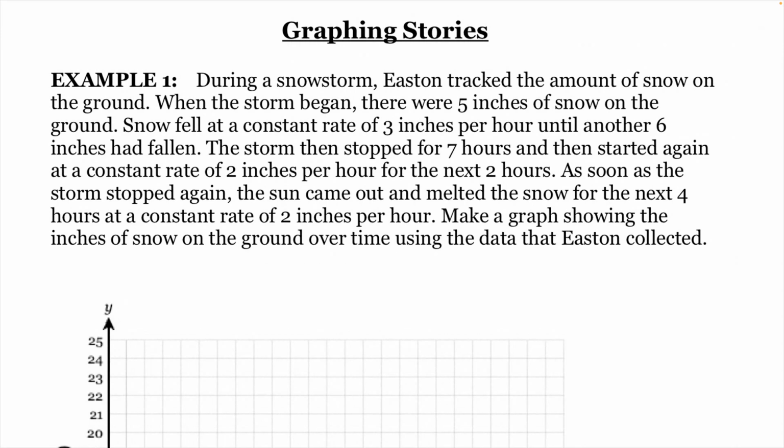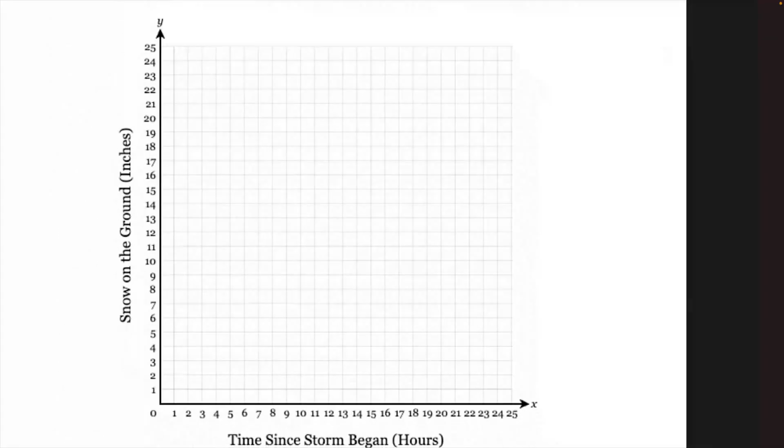Okay, so here we go. During a snowstorm, Easton tracked the amount of snow on the ground. When the storm began, there were 5 inches of snow on the ground. So let's stop right there. So let's go down to the graph now.